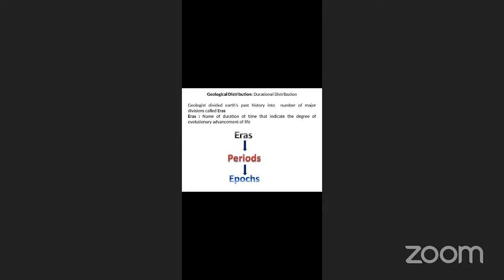Era is the name of a duration of time that indicates the degree of evolutionary advancement. Eras are divided into periods, then epochs. The eras are the Archaeozoic and Proterozoic era, which is called the era or age of unicellular life, where animals are of low organization, and it is called the age of primitive marine invertebrates. We can see sponges and algae, all these in that era.